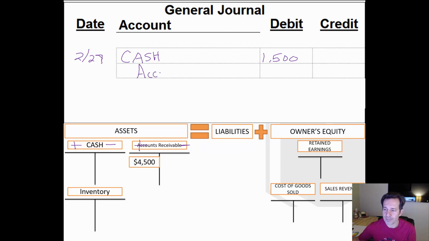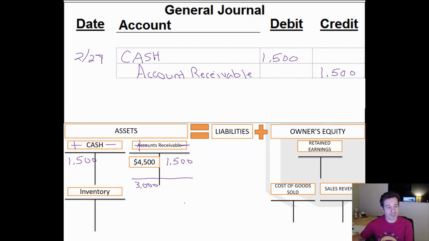They paid us back part of what they owed. They don't have to maybe pay the whole thing off at one time. They obviously didn't right here. $1,500 and $1,500. So cash goes up $1,500, and our account receivable goes down $1,500. So at that point in time, that customer only owes $3,000 after that payment, right?